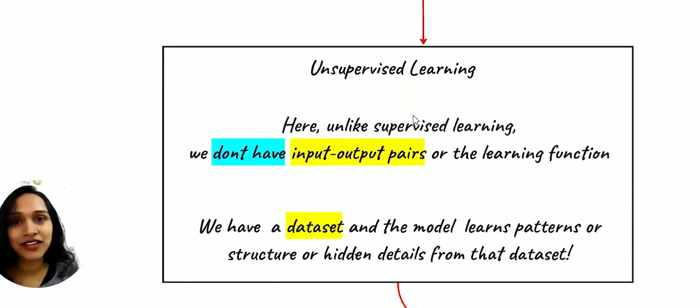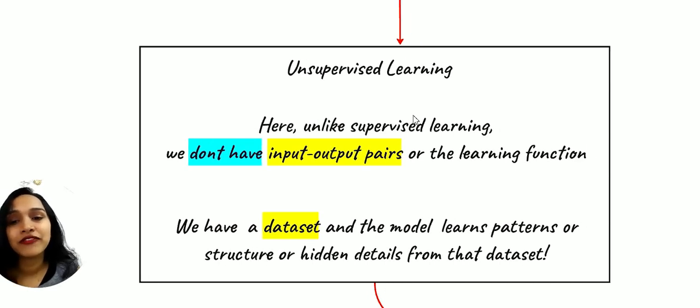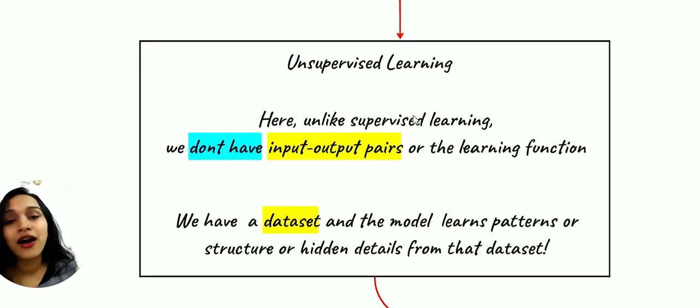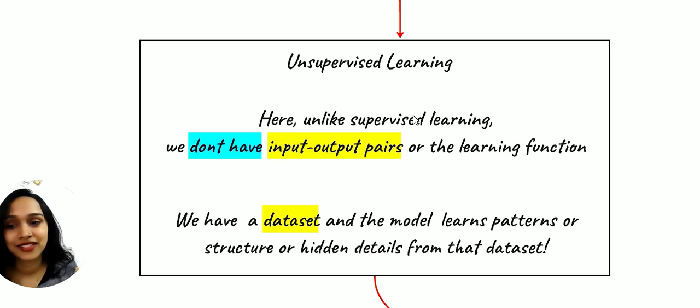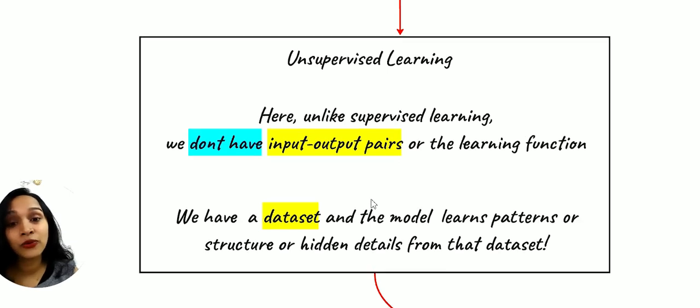Now coming to unsupervised learning. Here in unsupervised learning, we don't have input-output pairs. We don't have a learning function. So how can we ask our computer or the AI model to learn the features or learn the setting and classify a problem? Here we will have a data set. That data set will not have any labels, but we will ask our model to learn patterns from this data set to extract the structure or the hidden details from the data set and perform the classification or make the prediction. So how is this possible?